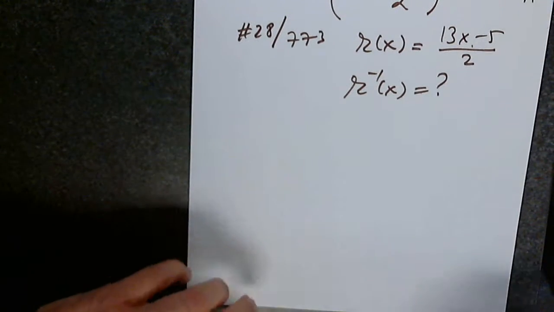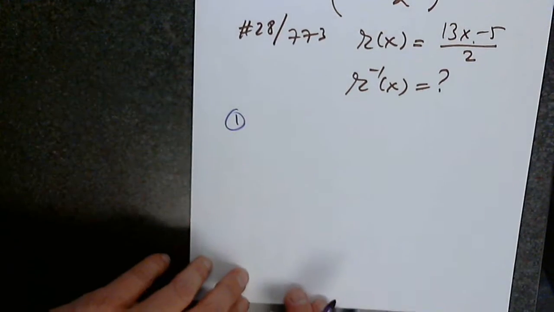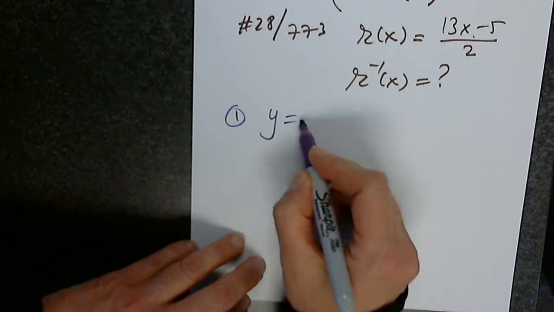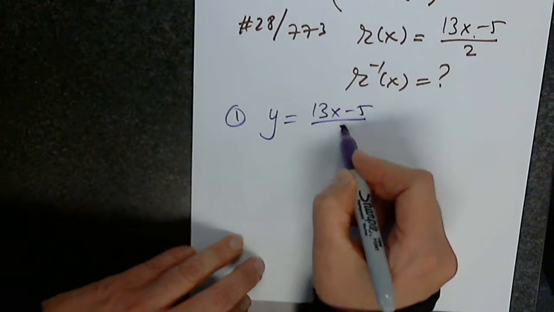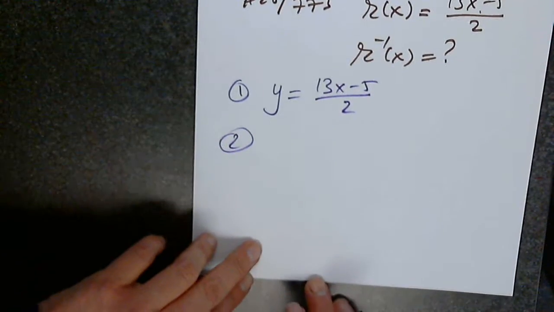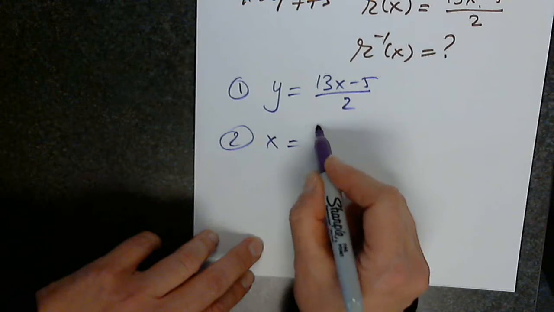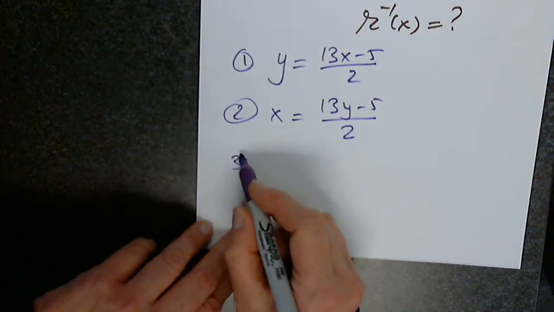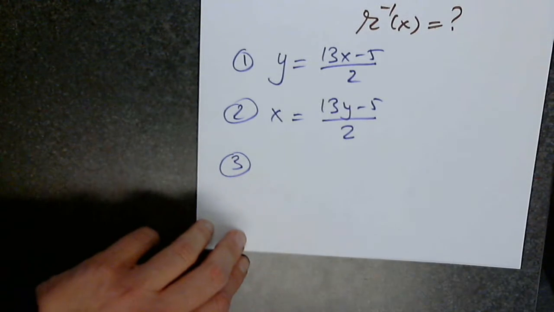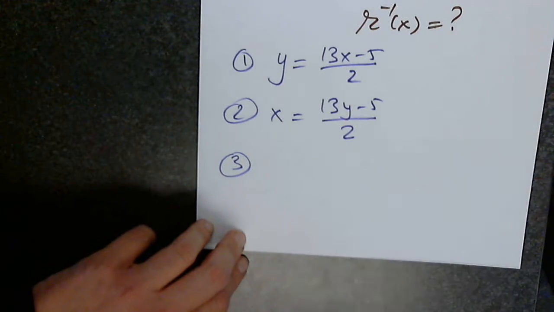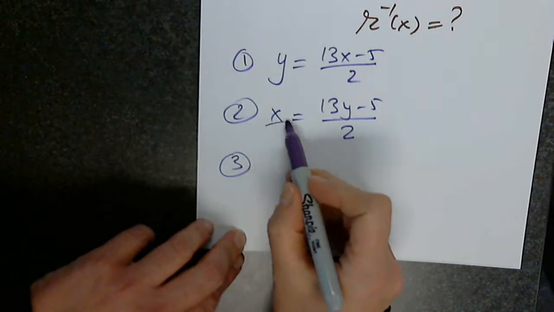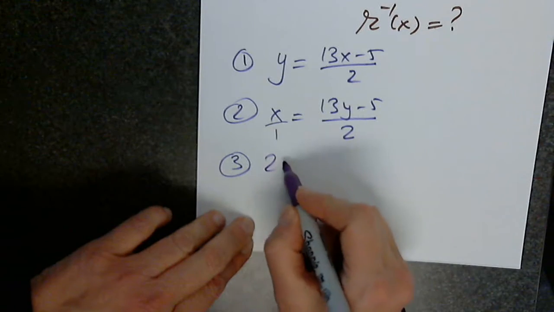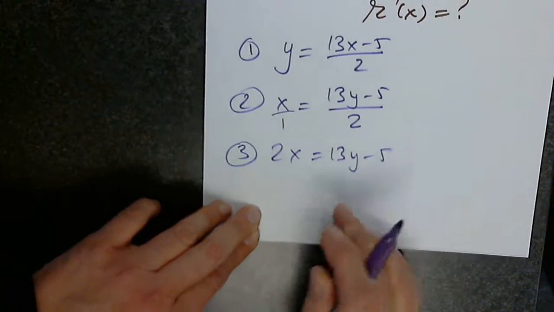Okay, number 1, step 1. Is this the one where you replace? Yes, so x and y. Very good. Step 2. Yes, we are allowed to swap because we are looking for the inverse function. And then solve for y. So 2x plus 5. Yes, because we know now this is a proportion. So 2x equals 13y minus 5.